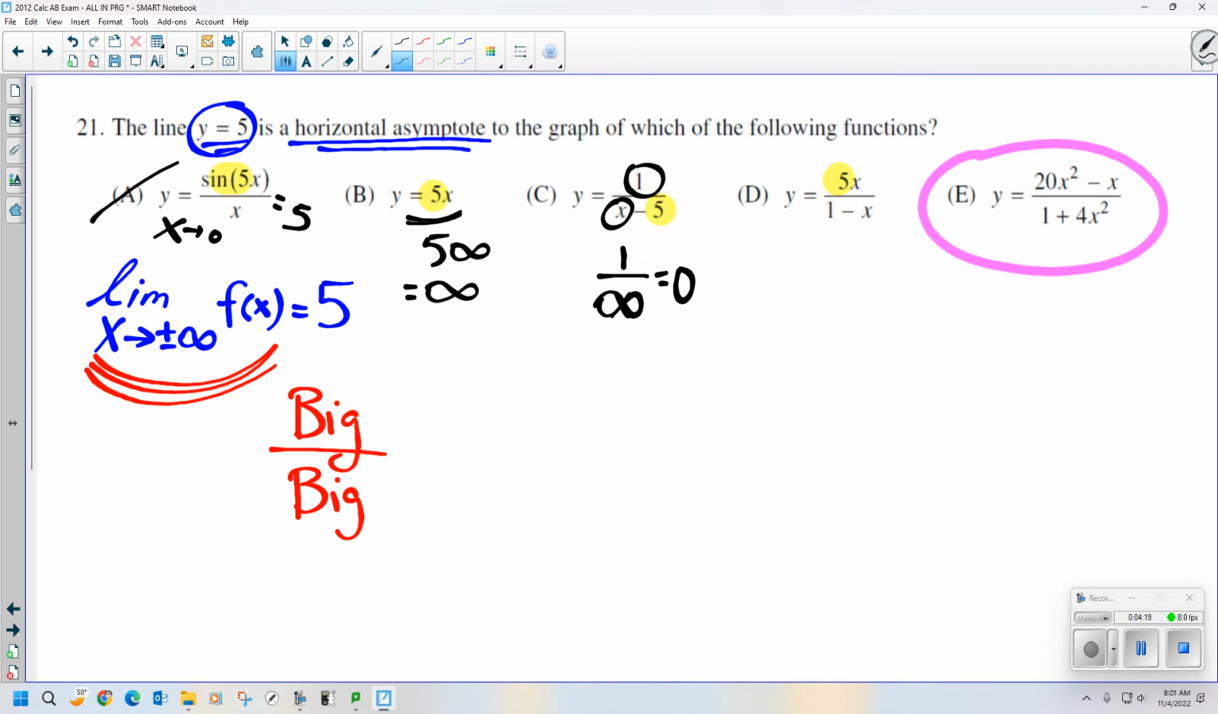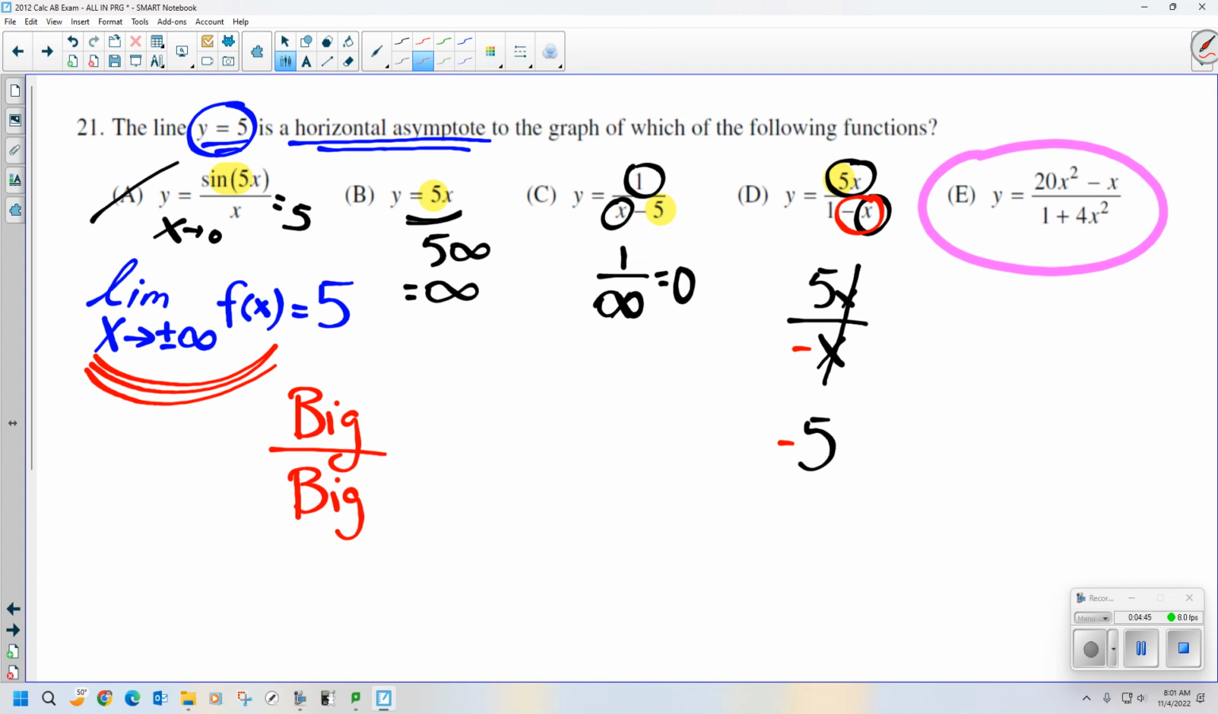Now, if a student misses this problem, it's because they pick D, not A, B, or C. And how come? They pick the biggest term on the top, they say, oh, it's 5x. They pick the biggest term on the bottom, they say, oh, that's x. Well, that reduces to 5. They just forget that the biggest term on the bottom is negative x, which means this is negative 5, not 5.